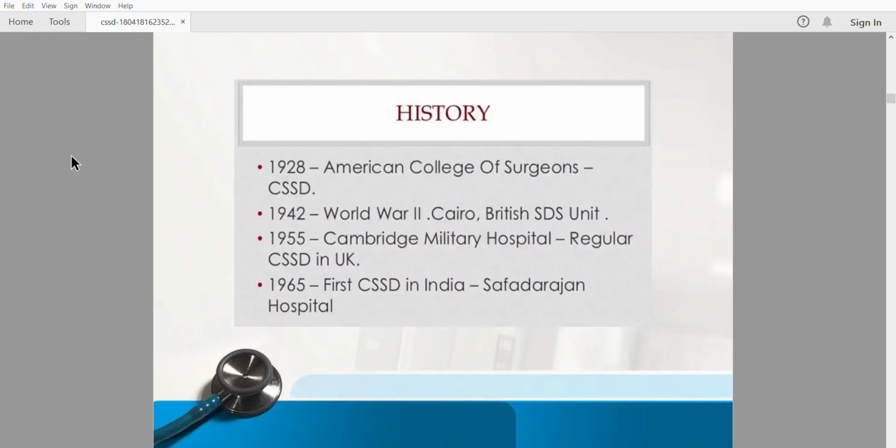In 1928, the American College of Surgeons started CSSD. In World War II, British SDS units. Cambridge Military Hospital, 1955. In 1965, the first CSSD in India was started at Safdarjung Hospital.